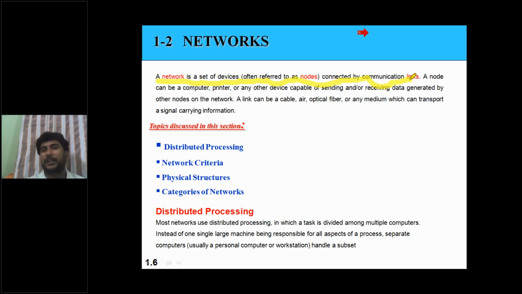So we tried to understand what we mean by a network, and then what we mean by distributed processing. Okay, fine.